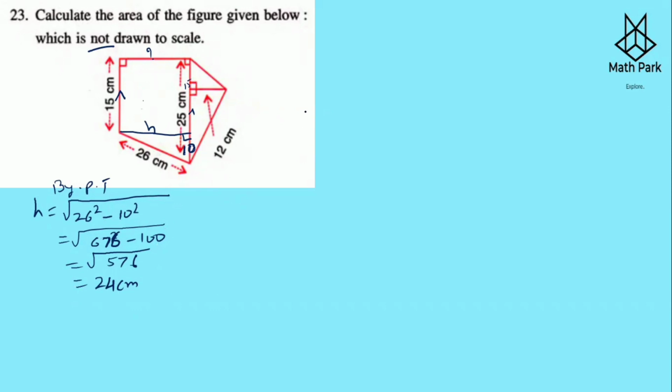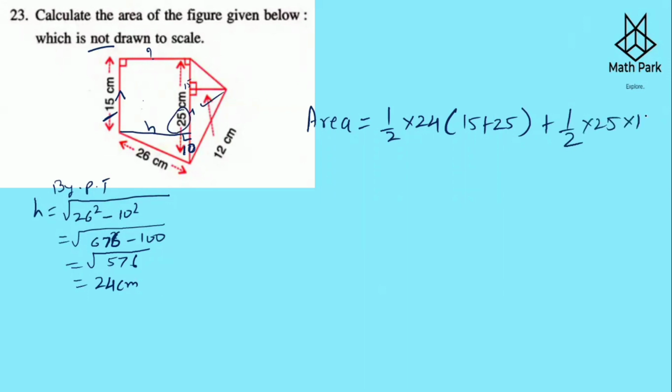So area of this figure is equal to area of a trapezium, which is half h, that is 24, parallel sides are 15 and 25. So 15 plus 25, plus area of a triangle, which is half base into height. The base is 25 and the height is given 12. So half into 25 into 12.